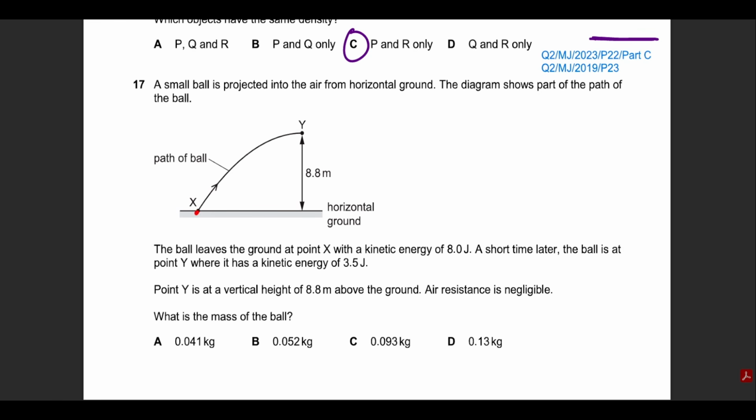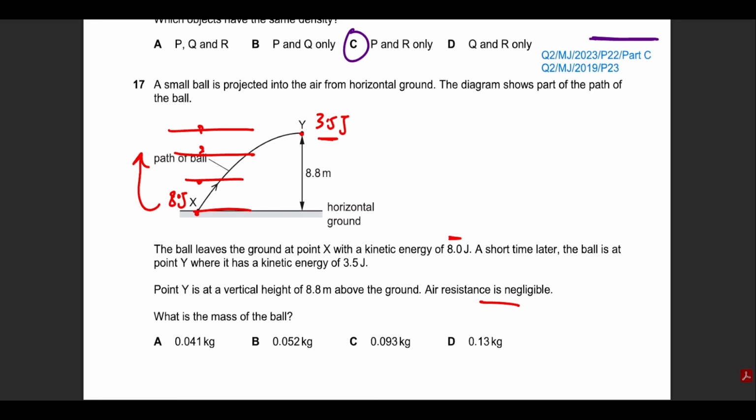All right, he says that at x, it already has a kinetic energy of 8 joules. And when it reaches y, it now has kinetic energy of 3.5 joules. What happened to the rest of the energy? As the object was gaining height vertically, it was investing this energy into gravitational potential energy. Out of that 8, 3.5 it still has in the form of kinetic energy. The rest of it must have converted into gravitational potential energy because the air resistance is negligible. There have been no losses in the system.